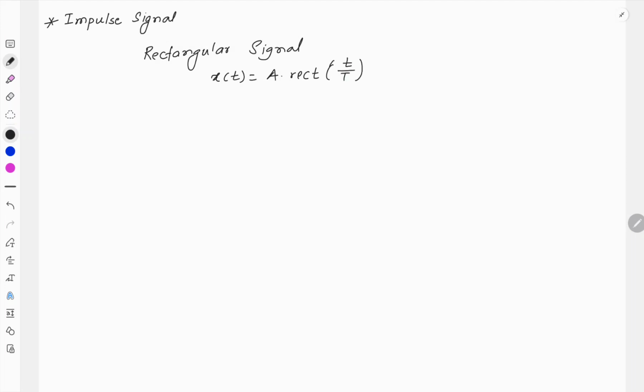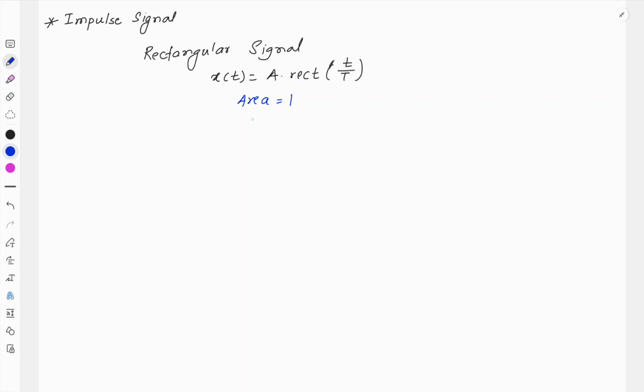Remember here, we are deriving impulse signal, and this impulse signal is derived from rectangular signal. To derive this signal, we need to understand some basic concepts. So this rectangular signal must have area equal to 1. So we will follow a step-by-step approach and we will convert this rectangular signal into an impulse signal. So first condition is the area of this rectangular signal should be equal to 1.